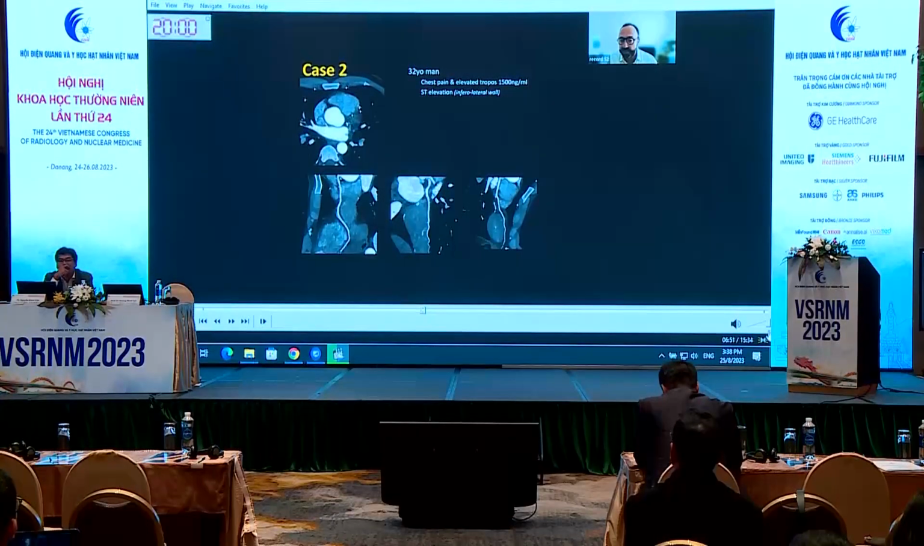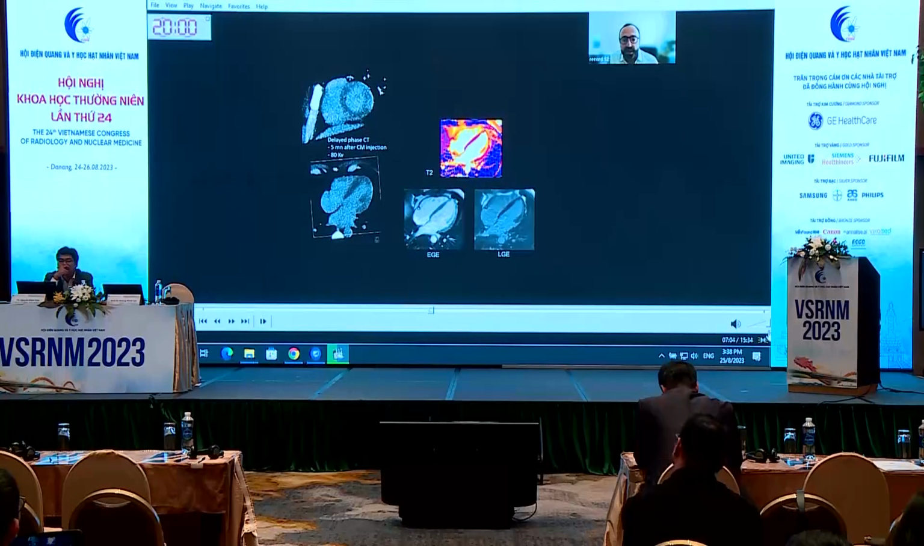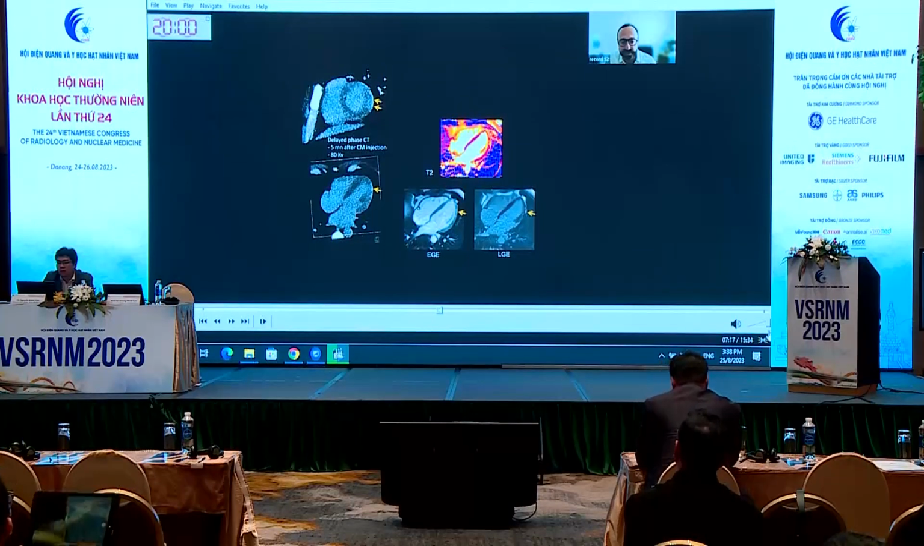This is a young patient with chest pain, elevated troponin, and ST elevation on ECG. So we performed a coronary CTA, which was normal. And on delayed CT acquisition, we observed an epicardial enhancement confirmed by CMR. So you can see myocarditis on CT if you realize a delayed acquisition with a low kV protocol 5 minutes after the injection of iodine.